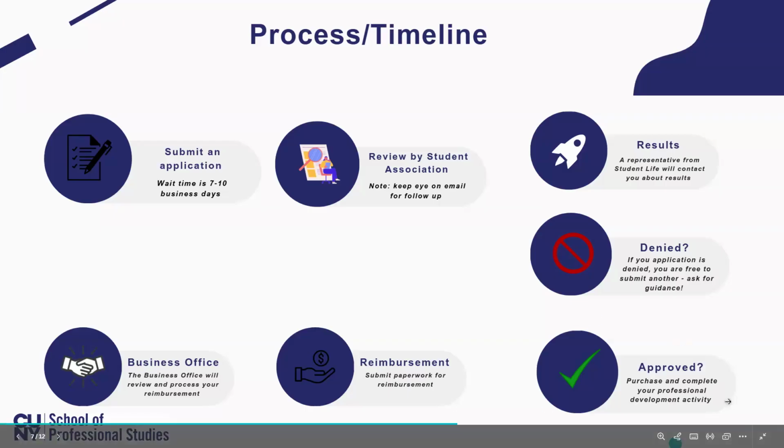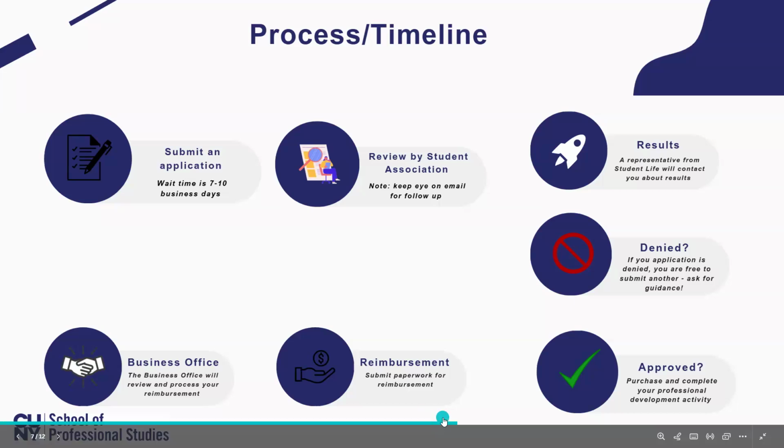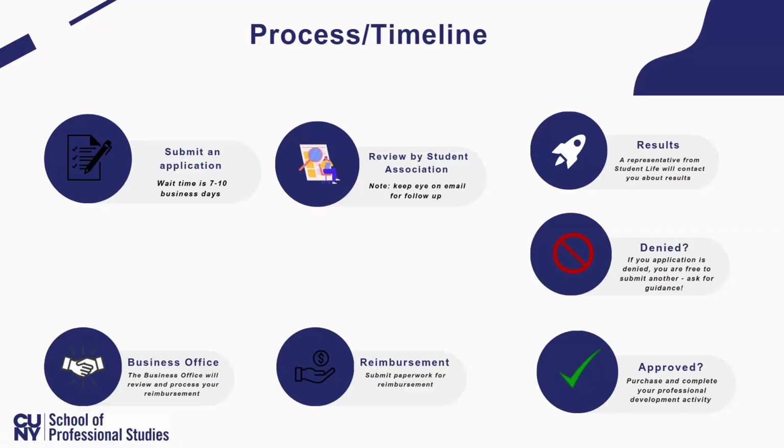If you are approved, this is where you must purchase and complete your professional development activity. So we don't provide you a $250 check. You have to purchase your activity. So if your activity costs $50, you must purchase your activity using your own funds. And then you will submit your paperwork for reimbursement. We will talk about what that paperwork looks like on the next slide. But that paperwork will come directly to me and I will submit it to the business office so they can process your reimbursement. It will be made out into a check, which will come directly to you.